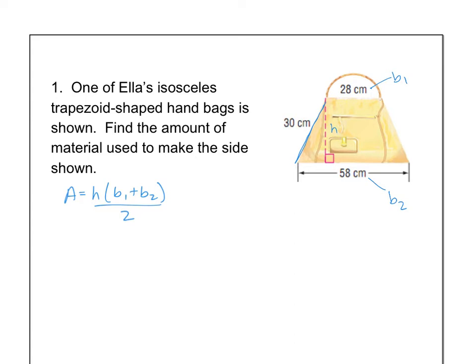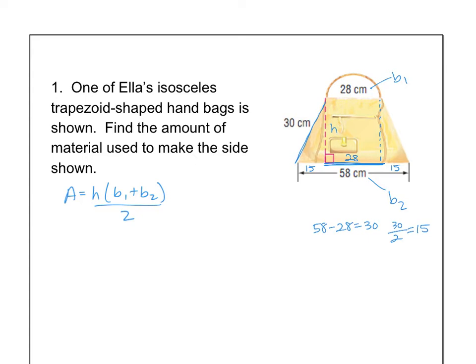So drop down another dotted line. The distance between the dotted lines is going to be 28, but the distance of the whole bottom of the purse is 58. So if we do 58 minus 28, there's 30 left. Half of it has to go on each side. So 30 divided by 2 is 15, which means this side is 15 and this side is 15. You can now find the height.